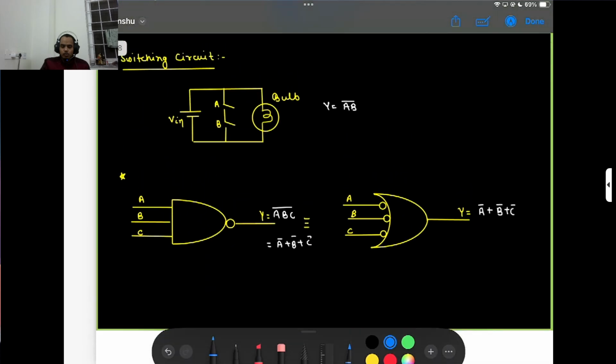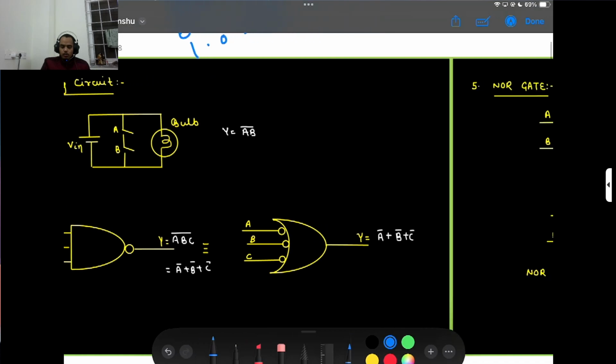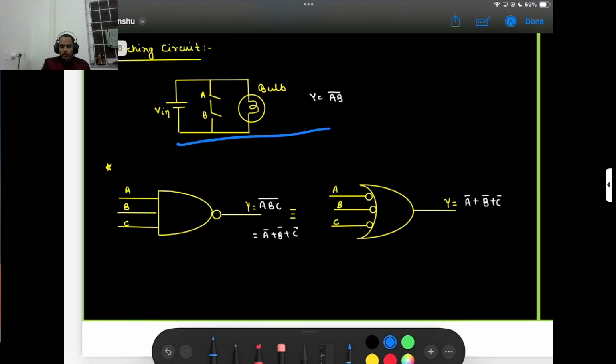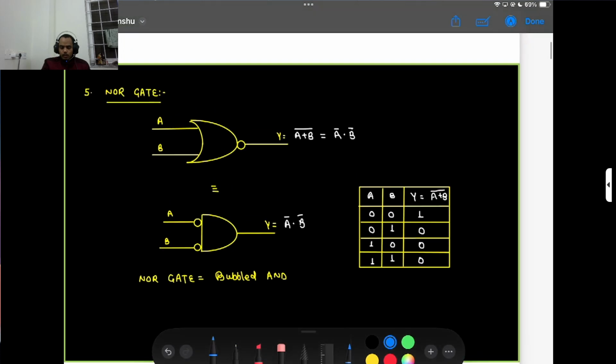Here again, a three-input switching circuit we make, with two inputs and a NAND gate. Here is the three-input bubbled OR gate or three-input NAND gate. The concepts are the same. And here is the NOR gate. In the NOR gate we can represent it like this, A plus B bar, but it is also a bubbled AND gate. Basically A bar into B bar.